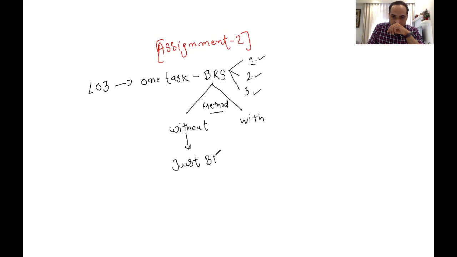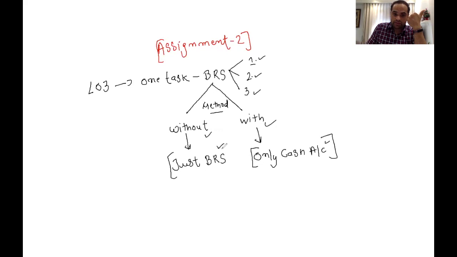BRS, bank reconciliation statement, without, right? Just you're gonna prepare bank reconciliation statement, positive column, negative column, so on, right? And in with, you're gonna prepare only cash accounts, right? So you're gonna do both in every situation. So in every situation, you will prepare bank reconciliation statement, which is without, right? And in the same situation, you're gonna make adjustment in your cash accounts, right?